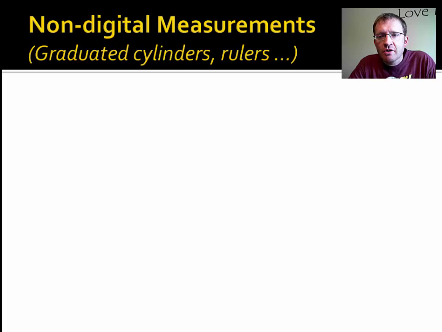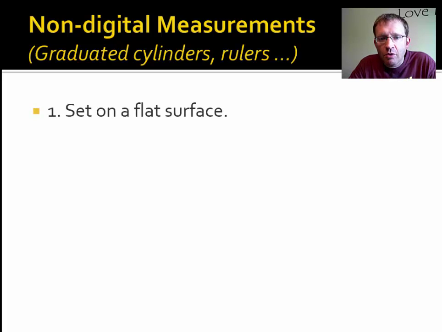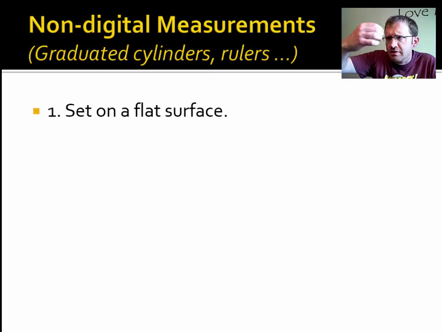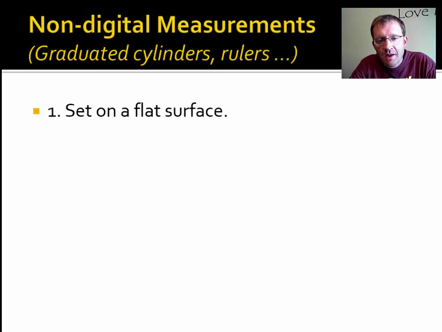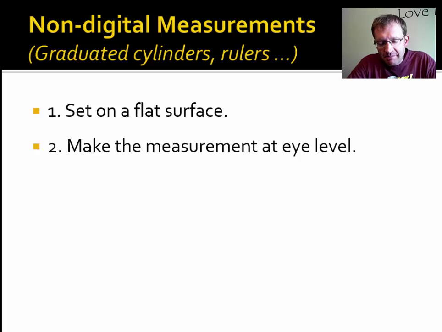For non-digital measurements on something like a graduated cylinder or a ruler, a couple quick rules, and then I'll come back in the next video with some examples. First, make sure you set any objects on a flat surface. That's true of a graduated cylinder. You don't want to pick it up and read it in front of you because there's lots of tilting that can go on. A ruler, you don't want to hold things in your hand and measure them. Lay them down on a table to measure them.